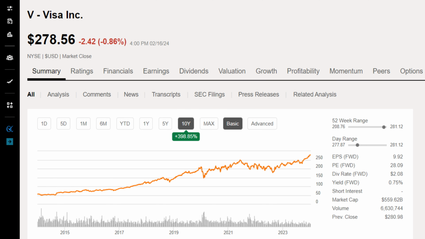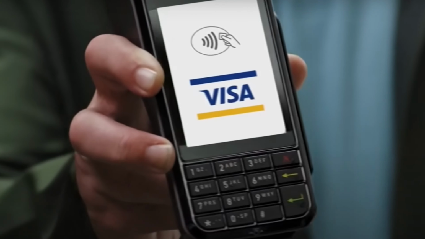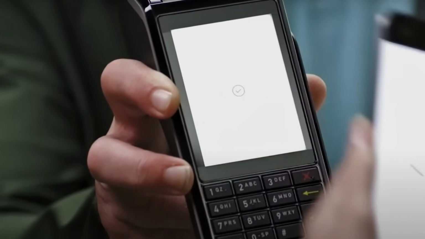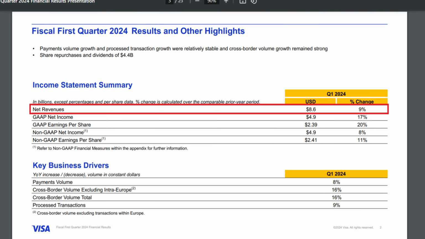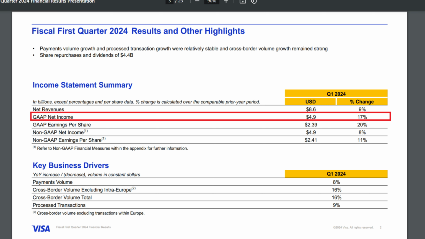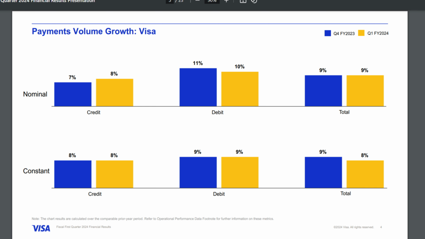Visa is known for its massive growth in the industry of financials and credit services and its global impact on the world and its future. From the latest financial results, first quarter of 2024, we can see a massive increase in revenue of almost 10%, net income increase of 17%, and an increase of earnings per share of 20%. This is caused by a tremendous growth in the volume of payments, both in credit and debit.